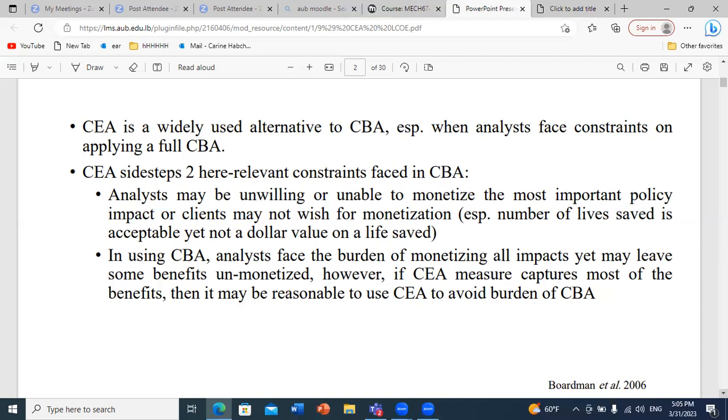certain number of lives. In using CBA, analysts face the burden of monetizing all impacts, yet may leave some benefits unmonetized. However, if a CEA measure captures most of the benefits, then it may be reasonable to use CEA to avoid the burden of CBA. What we mean here is that one of the most challenging aspects of cost benefit analysis is to account for different costs and benefits and to try to give them some monetary values. Sometimes this is challenging because you should estimate the value in money of such issues. And in many cases you have a lot of benefits that you cannot describe by money. That's why we need to come up with another approach that can take into consideration factors that have no equivalence in money terms.